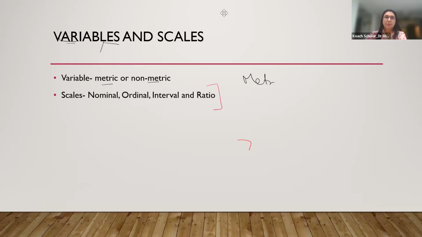Right? My point here is that a variable can be metric, it can be non-metric. Okay? So when I say metric, it means the variable is quantitative in nature. When I say the variable is non-metric, it is qualitative in nature. Okay? So we're talking of the variables which can be measured. And the scales by which we measure these variables are of four different types: nominal, ordinal, interval, and ratio.